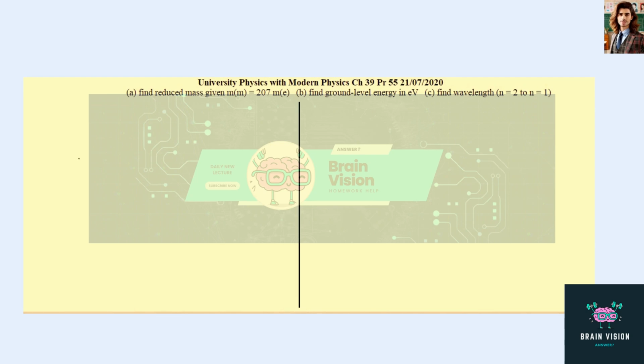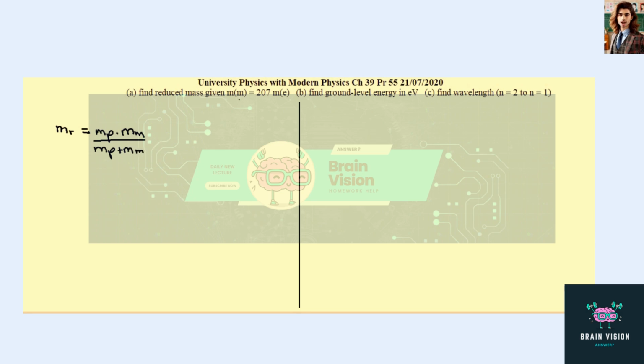Hello and welcome. The first part of our question asks us to find the reduced mass of a hydrogen-like atom consisting of a proton and a muon. The reduced mass, which I will denote as m sub r, is equal to the product of the two masses over the sum of the masses.